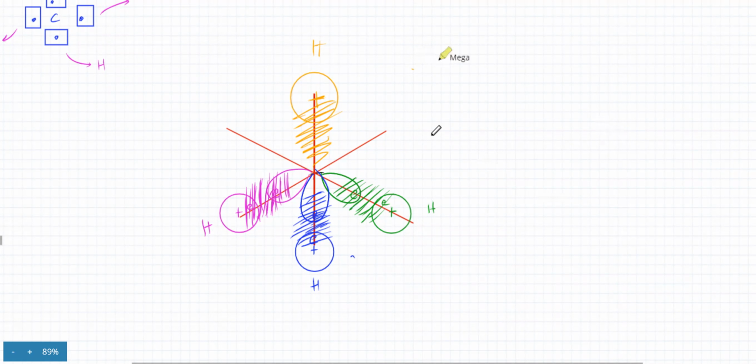Now in simple words, if I draw a more simplistic version of this, here is carbon's atom nucleus, and you have an orbital getting stretched in one direction. You have an orbital that's getting stretched in another direction. Then you have an orbital that's getting pulled in some other direction. And then finally, you have an orbital that's getting pulled or stretched to the top.